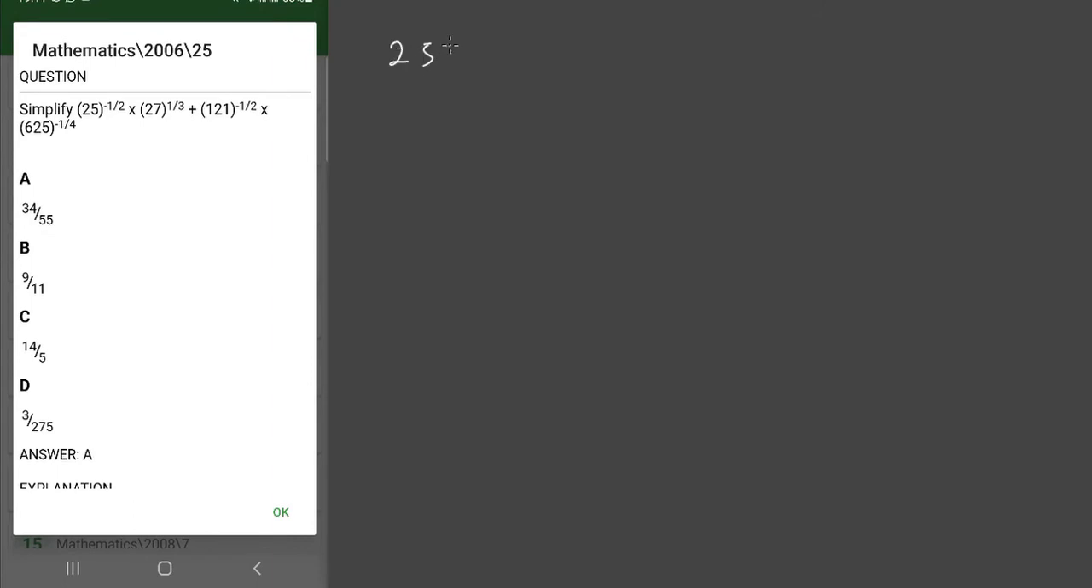25 raised to the power of minus 1 over 2 times 27 raised to the power of 1 over 3 plus 121 raised to the power of minus 1 over 2 times 625 raised to the power of minus 1 over 4. So what I'm going to do here is simplify. And how do you go about that?